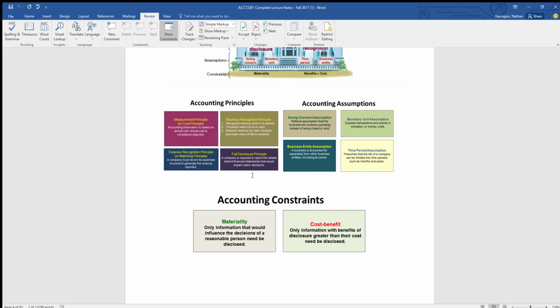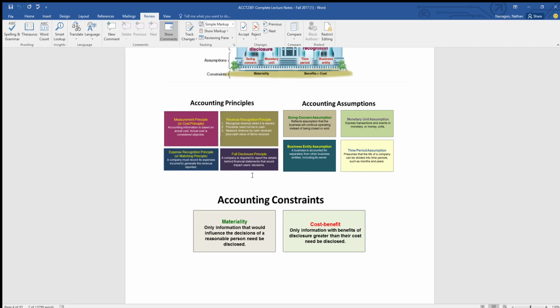A lot of this one, full disclosure principle, is in auditing. So if you're not going into audit, you probably won't have it too much, but even in tax, we do a lot of full disclosure too. We have to tell the IRS, what is this? So always be wary of these 4 principles.